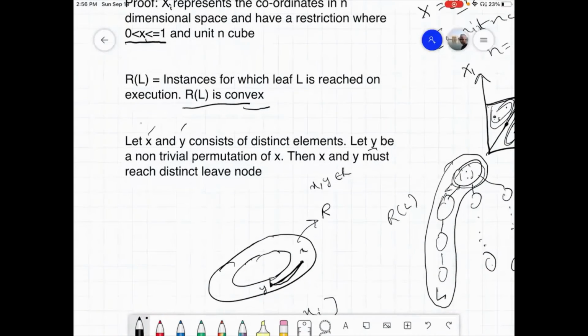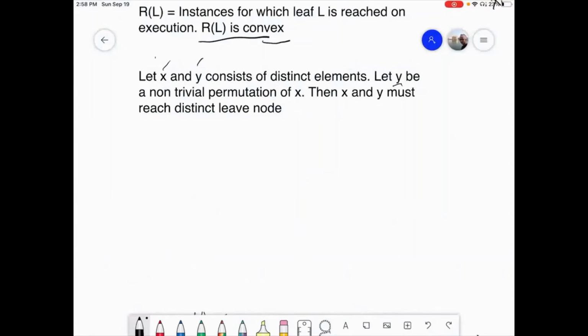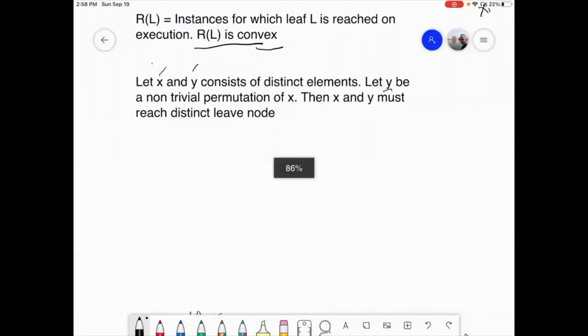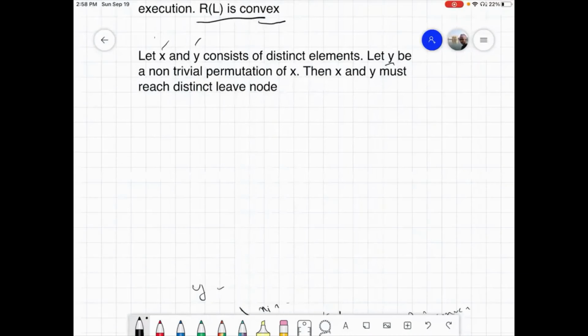So coming to our second claim, we assume that X and Y have distinct elements, and we say that Y is a non-trivial permutation of X, and when you execute each instance X and Y, both reach different leaf nodes. So when we prove this claim, then we can say that there can be n factorial leaf nodes, and the lower bound is omega n log n.